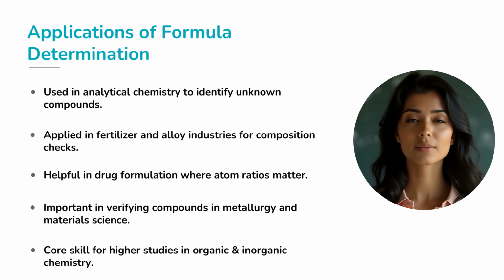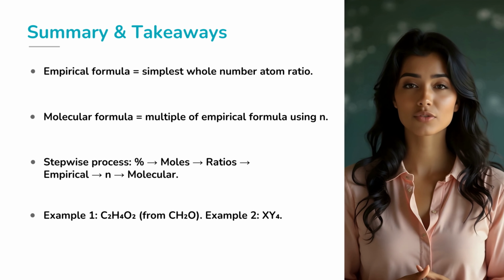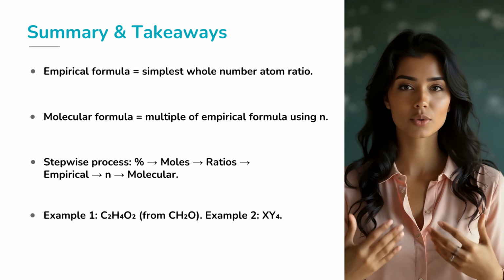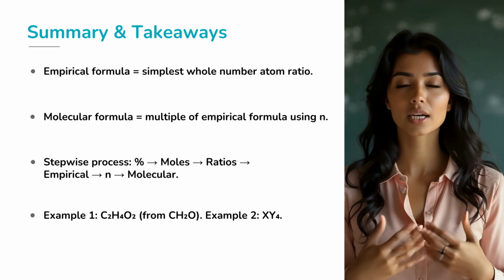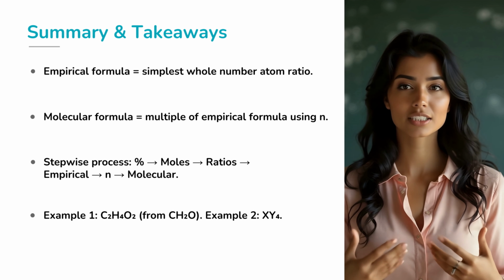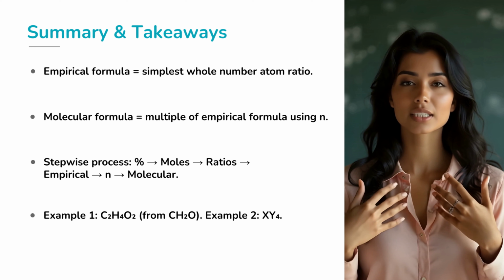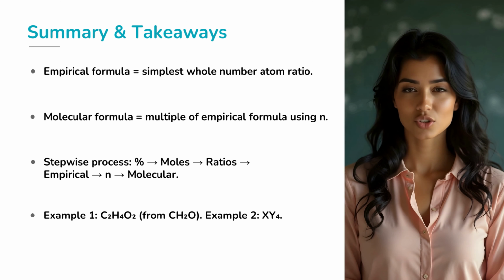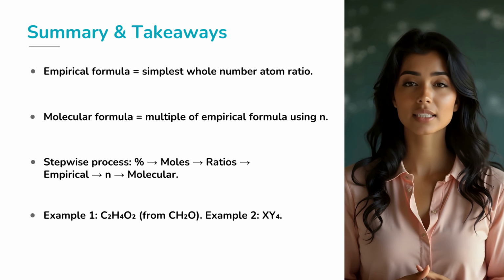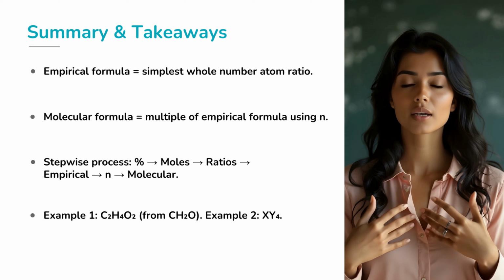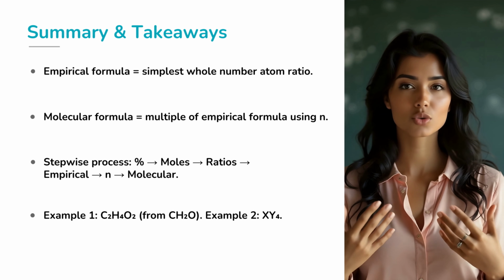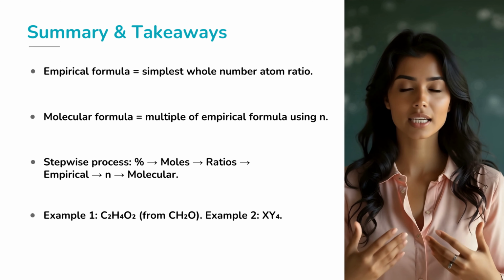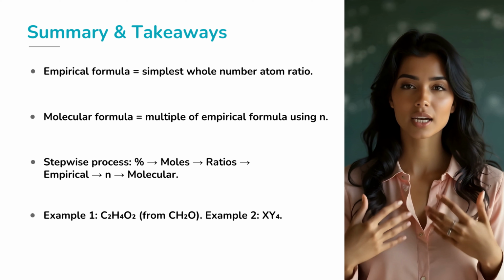Powerful stuff, isn't it? Let's bring it all together. The empirical formula is the simplest ratio of atoms. The molecular formula is a multiple of the empirical formula found by using molecular weight or vapor density. The problem solving method is always the same. Start with percentages, convert to moles, reduce to ratios, find empirical formula, and then scale up to the molecular formula. From our examples, CH₂O gave us acetic acid, C₂H₄O₂. The second example gave us a compound with formula XY4.